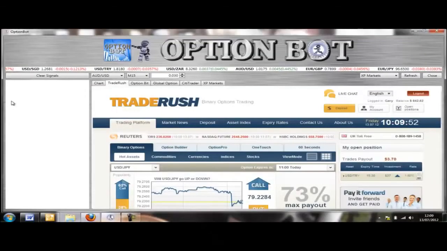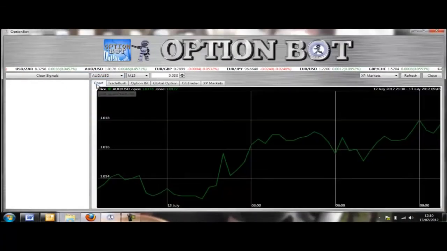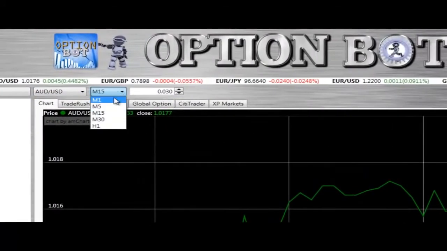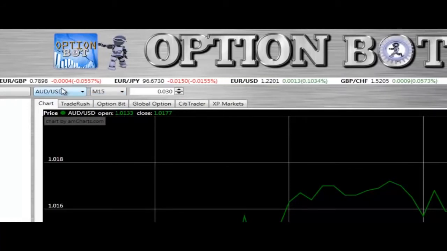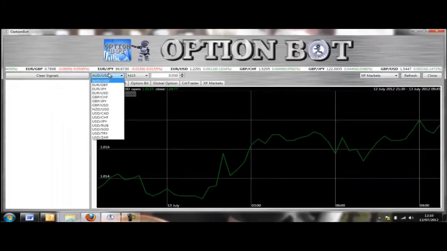This is OptionBot, the world's most accurate binary options indicator for currency pairs. On the left-hand side, we have 15 currency pairs that OptionBot constantly analyzes. To the right of the pairs, you can set the software to analyze the last minute, 5 minutes, 15 minutes, 30 minutes, and 1 hour. For the purpose of this demo, we're going to select M15, which means 15 minutes. This works by analyzing the pairs for upwards and downward movements over the last 15 minutes.